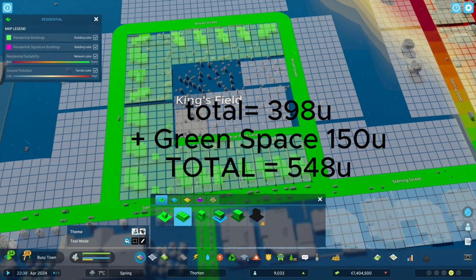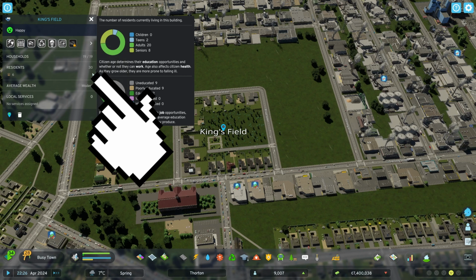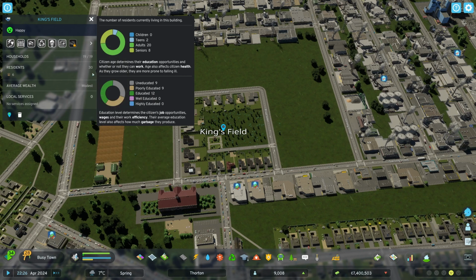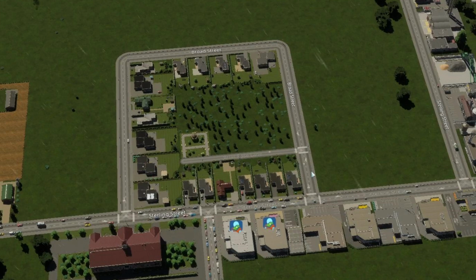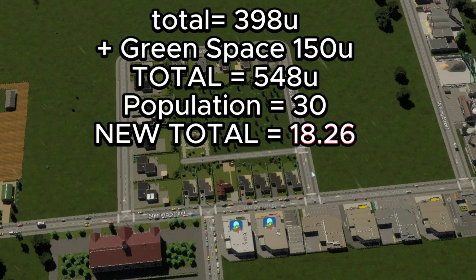Now the population in this area is a meager 30 people at the moment, with 6 dogs and no children, which is rather odd. Does 30 people for this much land in a developing town seem okay to you? So let's do the math. Divide total gross area by the population. So 548 divided by the 30 residents here gives us 18.26.